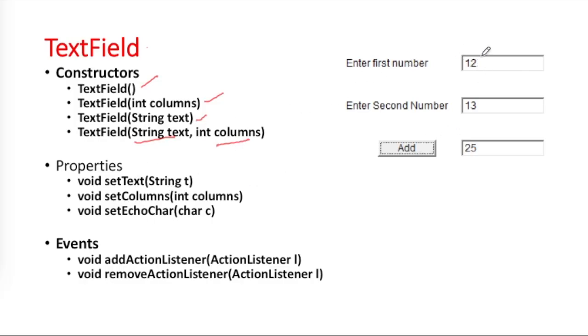Set columns, you can change the size, how many characters you want to be visible in the text field, the size of the text field, that is columns. Then set echo char. Suppose you want to make it a password text field and you want to echo asterisks, or sometimes you want to display question marks in place of asterisks, so you can give whatever character you want to display there.